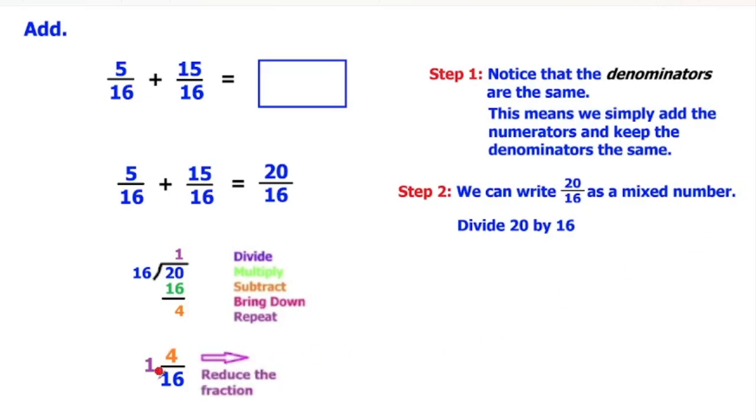Now we can reduce this fraction because 4 fits into both of these numbers. We can divide the top and the bottom by 4. So 4 divided by 4 is 1, and 16 divided by 4 is 4. So we can cross those out, and we're left with 1 and 4. So we could rewrite this as a mixed number that is reduced, which is 1 1/4. So we could put our answer up here, like that. And that's it.